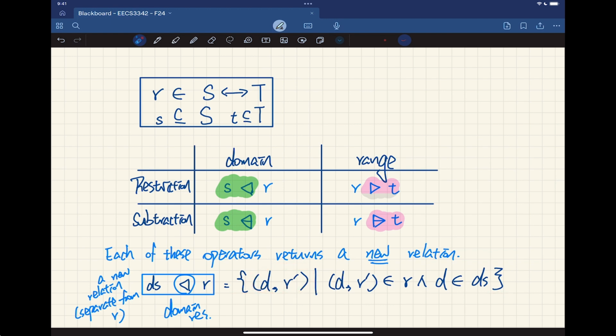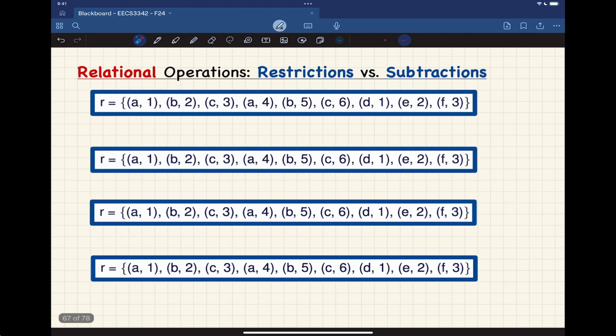Okay? Let's now do some examples. And we might have time to talk about overriding very quickly, and that'll be it. All right, now how do we calculate? Let's do one by one. Number one, domain restriction. R domain restricted to, let's say, {A, B}. I'm going to return a new relation, and all the pairs in the relation have the domain value A or B, basically.